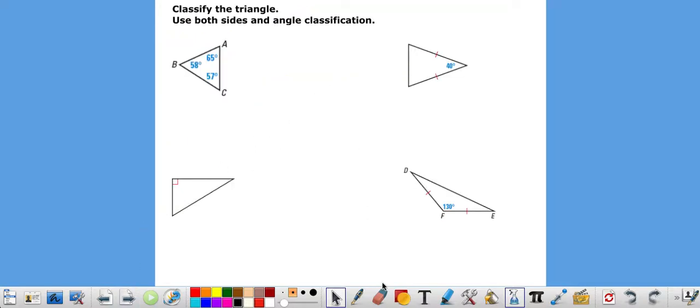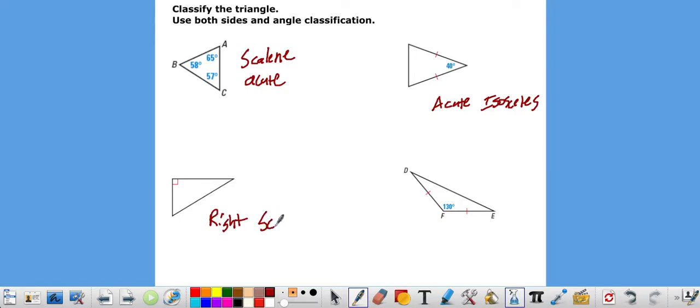So if we were asked to classify these triangles by sides and angles, this one here, we don't know anything about the sides. We can see all the angles are less than 90. So this would be a scalene, meaning none of the sides are the same, and acute. This one here, 2 sides are the same. That's isosceles. All the angles are less than 90, so it could be an acute isosceles triangle. This one here, we don't know anything about the sides, but we know it's a right angle, so it's a right scalene triangle.